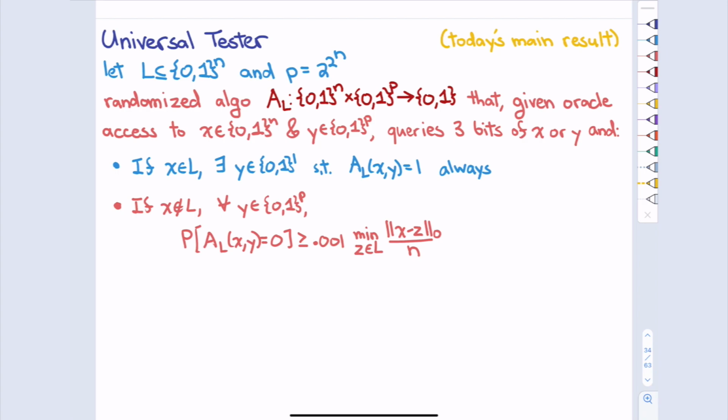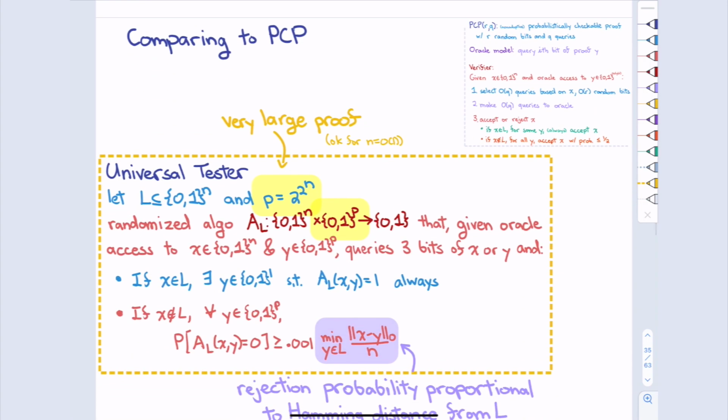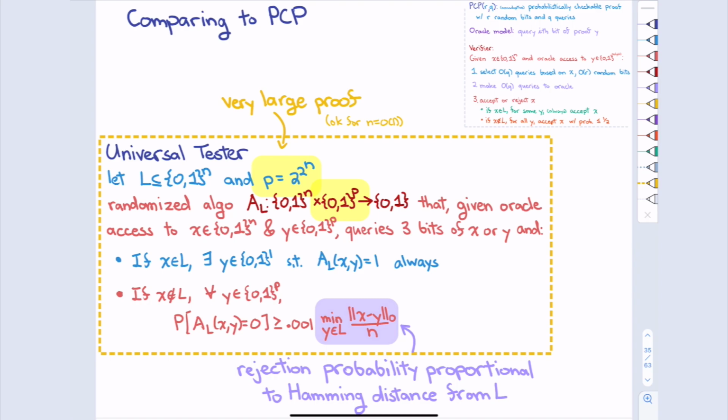Maybe one more. This is a little hard if I didn't put up the definition of PCP. Okay, so that's one out of two. The other one is that the PCP said, just reject with probability at least 1/2, like a fixed constant. And here we have some error that's proportional to the Hamming distance from L, which played some role in the proof last class. I think those are the two main differences, but it is similar in spirit, maybe weaker in some ways.